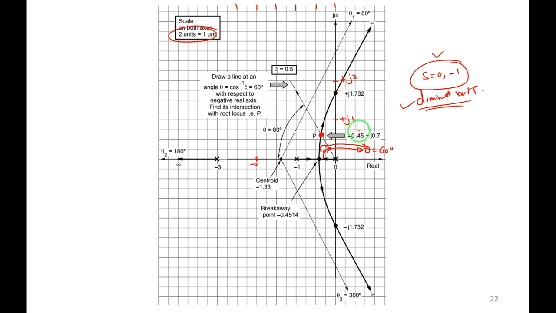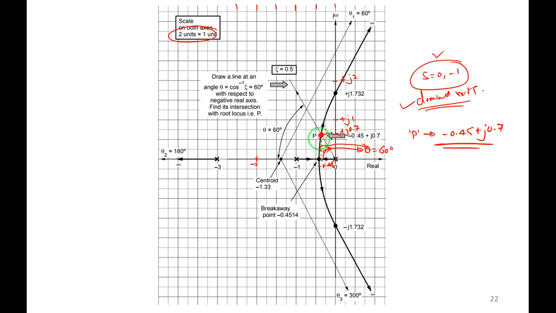So the scale should be perfect. The x-axis scale and y-axis scale should be the same. Draw it and read the corresponding values. After reading, I am getting the coordinates of point P as minus 0.45 plus j0.7. Observe here: reading the real value, it is minus 0.45, and the corresponding imaginary value is plus j0.7. So the coordinates of point P, I got it.